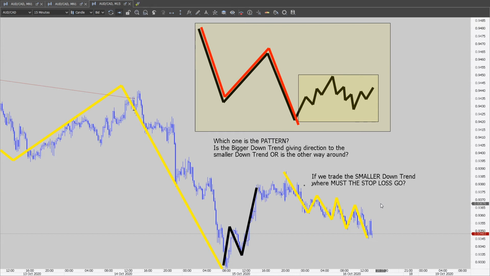Ala, SL, and everybody. If we trade the smaller downtrend, where must the stop loss go? This is, I'm not joking, the $1 million question, or €1 million question, or equivalent in other currency pairs. Why is this $1 million? Because if you don't learn this, you are never going to make the millions and the billions and the trillions. This is beginner stuff. It's a $1 million question, really.